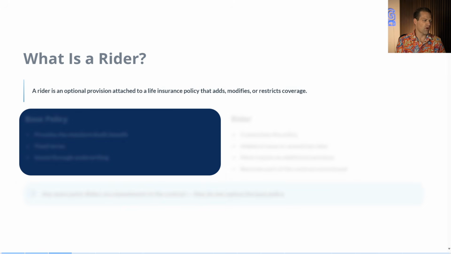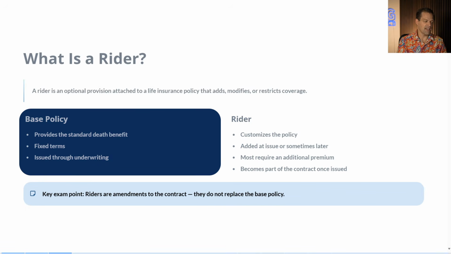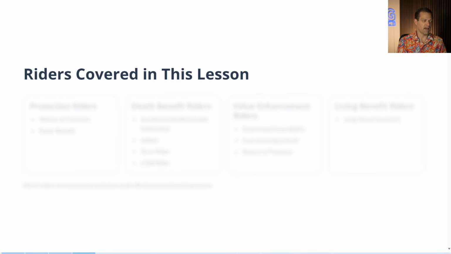So what is a rider? A rider is an optional provision attached to a life insurance policy that adds, modifies, or restricts coverage. So you have the base policy that provides the standard benefit, fixed terms, issued through underwriting, and then you have a rider, which then customizes the policy. It is added at issue, sometimes later. Also, most require an additional premium, and then it becomes part of the contract once issued. So the key point here is riders are amendments to the contract. They do not replace the base policy.